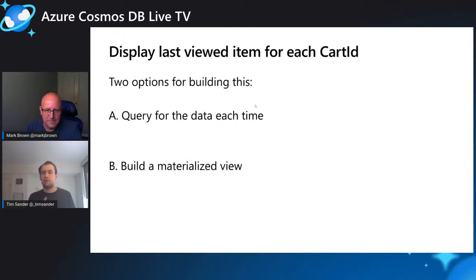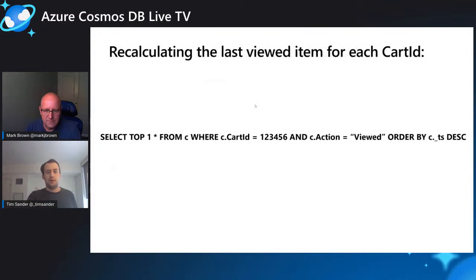So you have two options for this. You could query for that data each time, or you could build a materialized view. This is what our query would look like if we did it with the query approach. When we want the latest item, if we were to query the raw data, it'd be something like select top 1 from C, where cart ID is some value, action is viewed, and then we're ordering by timestamp.